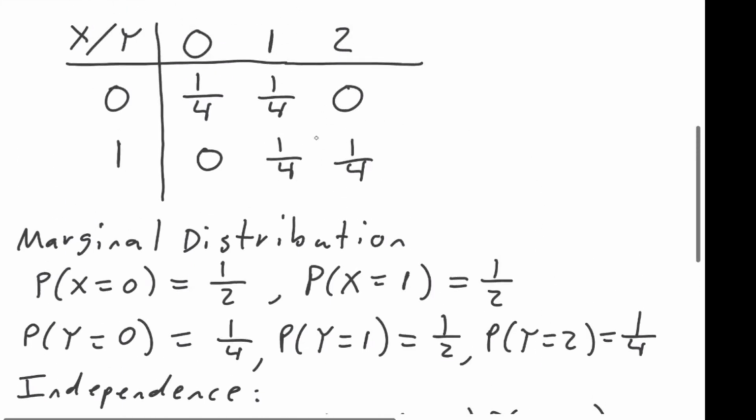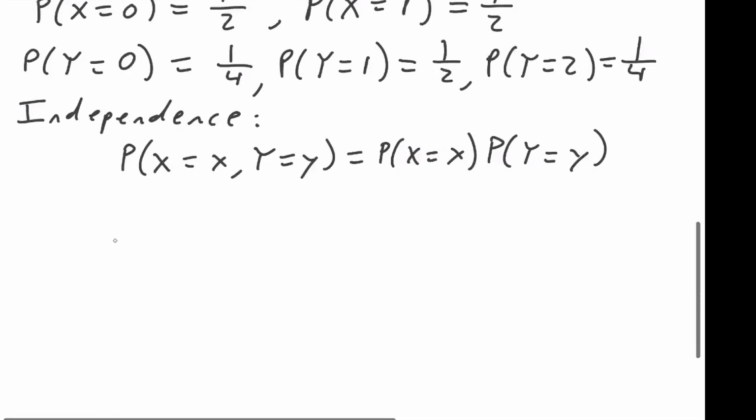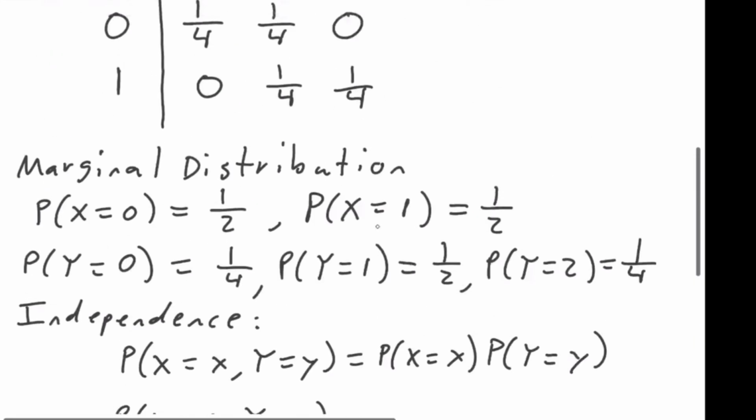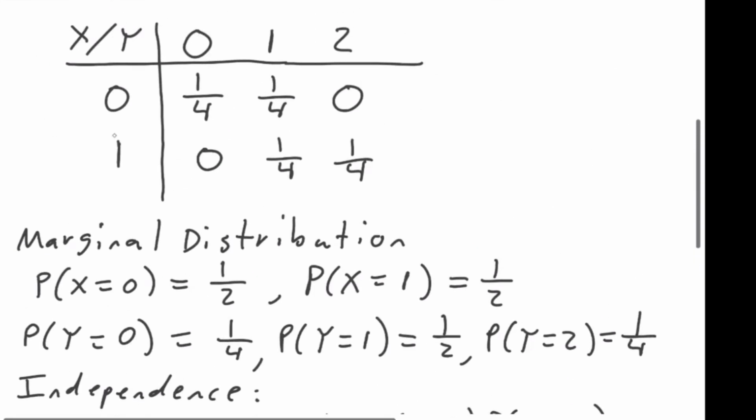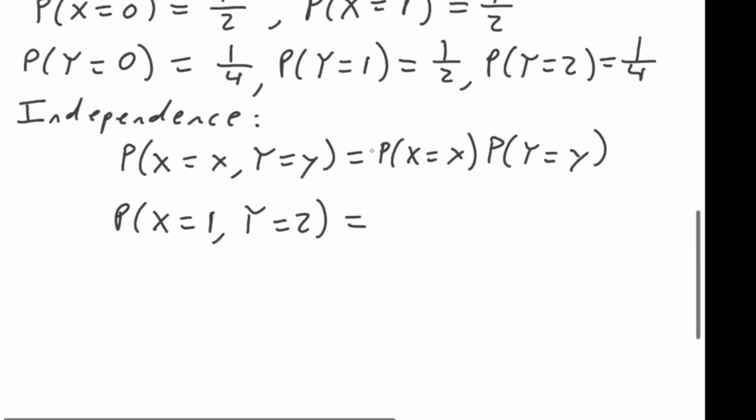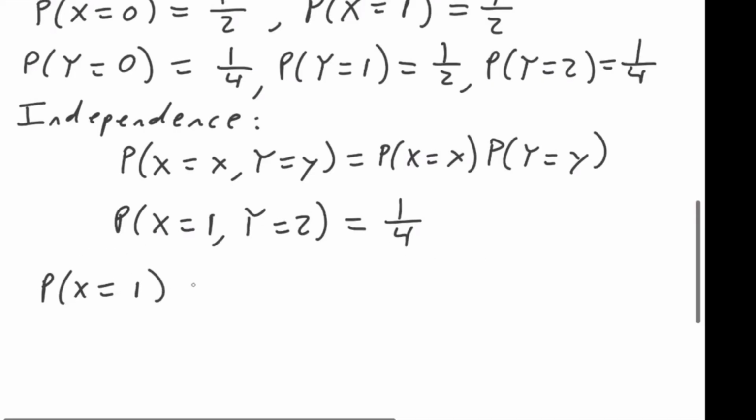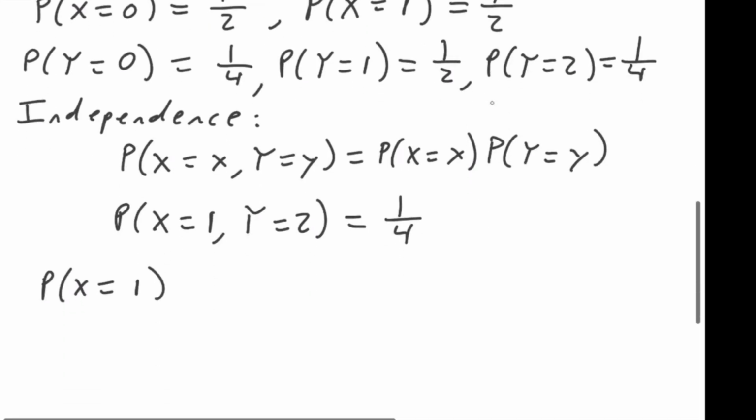So what I'm going to choose is, okay, well, let's look at the probability that X is equal to 1 and Y is equal to 2. So the probability that X is equal to 1, so here, and Y is equal to 2, that is 1/4, right? From our joint PDF. Now let's look at the probability that X is equal to 1. As you can see, that is 1/2, right?